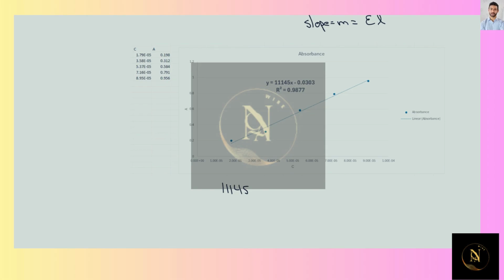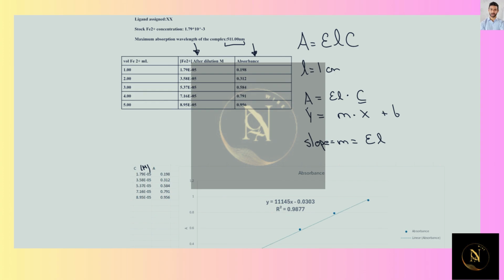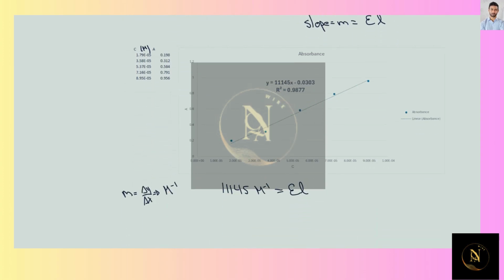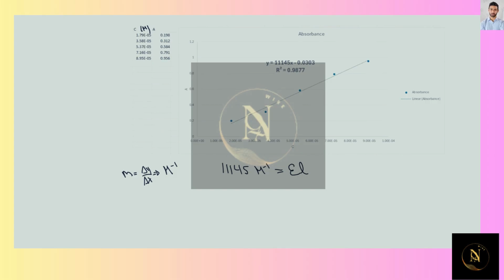Well, remembering that the slope is going to be equal to change of y divided by change of x, and that the change of y is going to have no units at all, the units should be molarity to the minus 1, since we're given the concentrations in molarity. So we're going to write down molarity to the minus 1. And this is going to be equal to the absorption coefficient, the molar absorptivity of the complex, times the path length that it traveled.